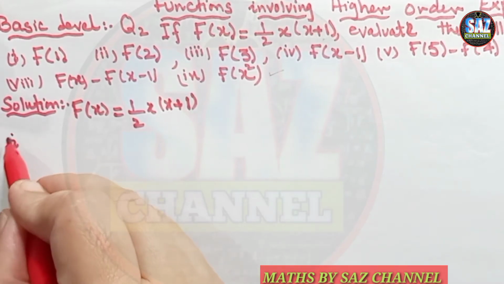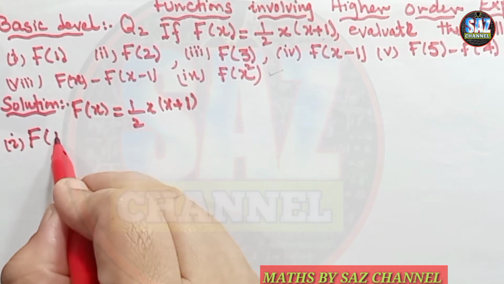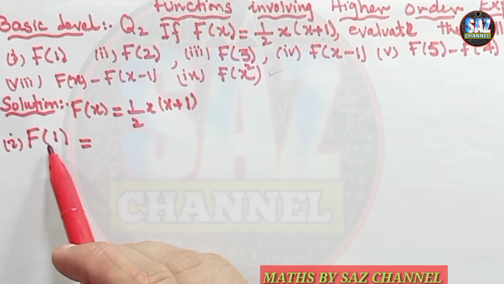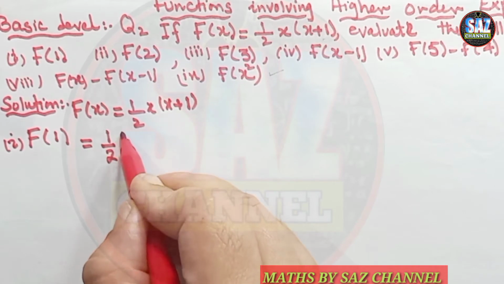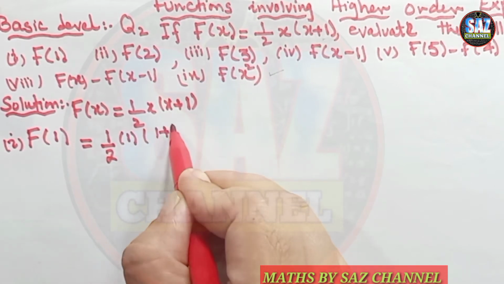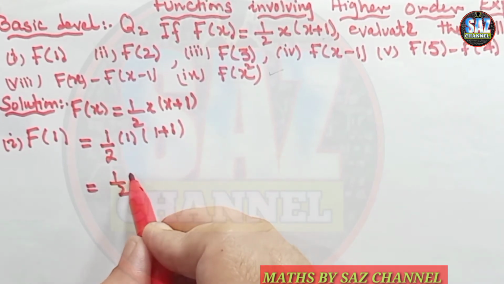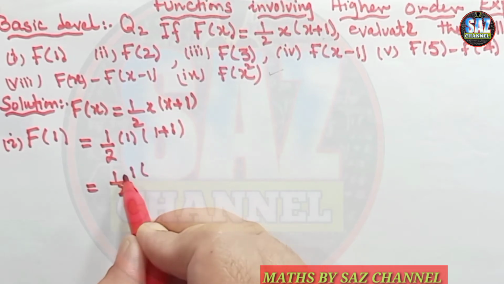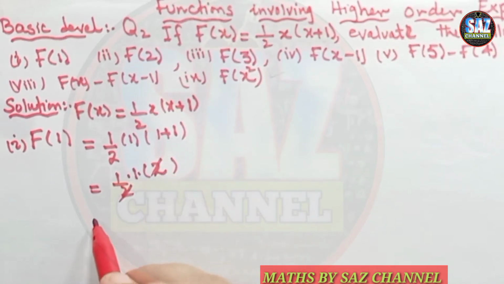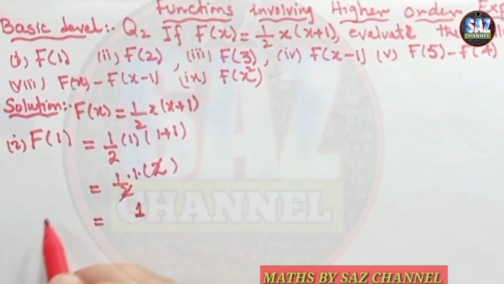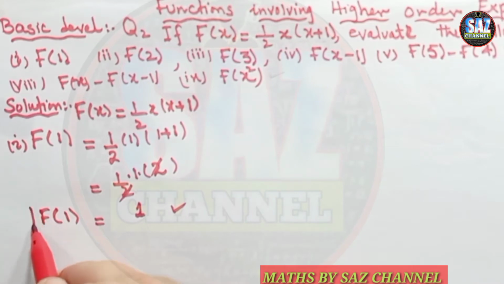The first part is that we have to evaluate f of 1. So what we have to do, instead of the variable, I have to replace 1. So my right hand side will take the form half into 1 into 1 plus 1, and this will become 1 by 2, and 1 multiplied by 1 plus 1 is 2. Now this 2 can go with this 2, and 1 multiplied by 1 is 1. So the answer of f of 1 is 1. I hope you are clear about this part.